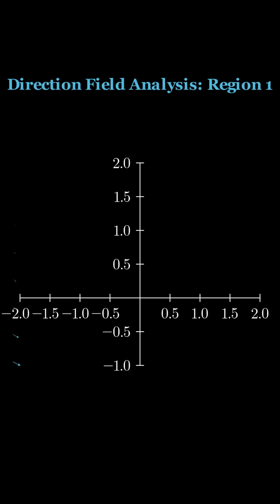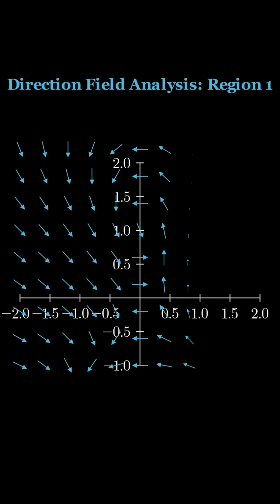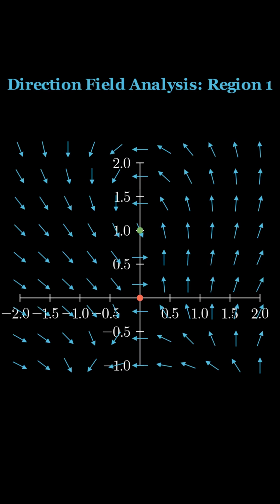Let's examine the first region containing the critical points (0, 0) and (0, 1). I'll now display the direction field for this region. Notice how the arrows show the flow of trajectories throughout this portion of the phase plane.